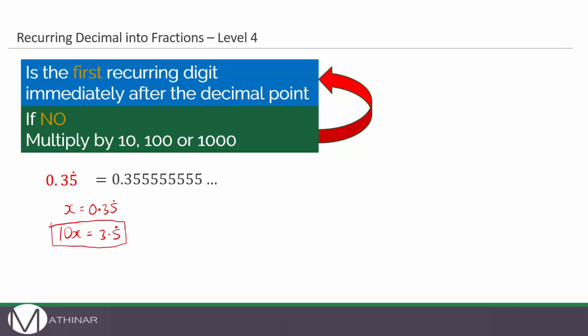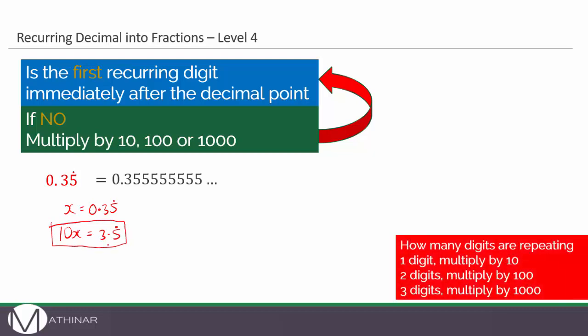Decimal point here, first recurring digit here, yes. Next question: how many digits are repeating? Is it 1, 2, or 3? Well, this time it's just the 5 that's recurring, so it's 0.355555. So it's 1 digit, so we need to multiply by 10.